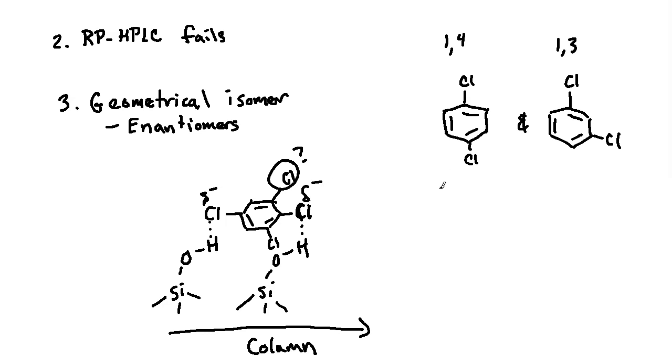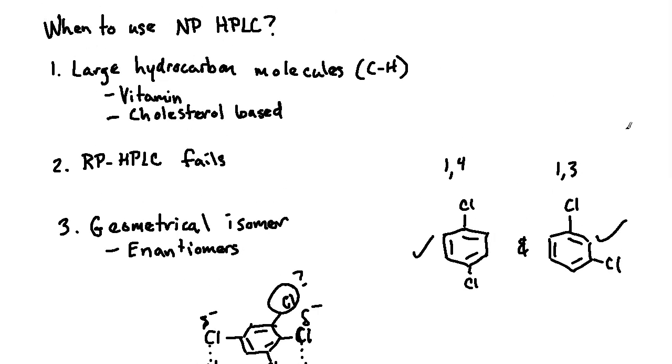And so it turns out that you could effectively separate a 1,4 versus a 1,3 isomer when you have the ability to localize certain geometrical isomers over others on these columns. And this is a huge advantage. So while there may be limited scope to normal phase HPLC, the ability to separate geometrical isomers should not be understated or undersold, because it, generally speaking, is very difficult to do.